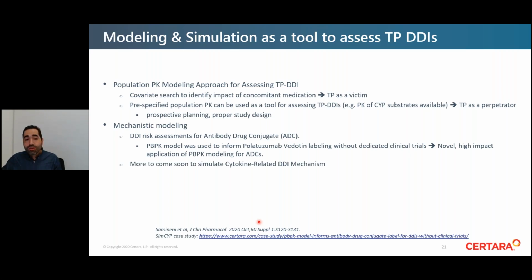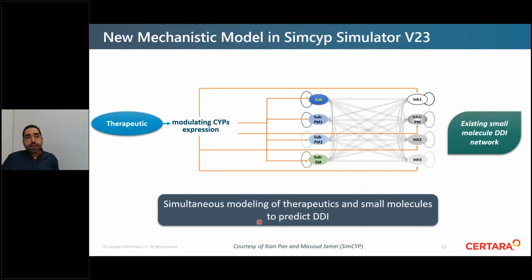Hopefully, there is more to come in the near future to simulate this cytokine-related DDI mechanism. And this could be very interesting in the future, without conducting specific clinical trials in patients to evaluate the DDI. So maybe you can use the mechanistic modeling for that. My colleagues from Simcyp are working hard to develop such tools, which probably will be included in the next version of Simcyp, version 23.